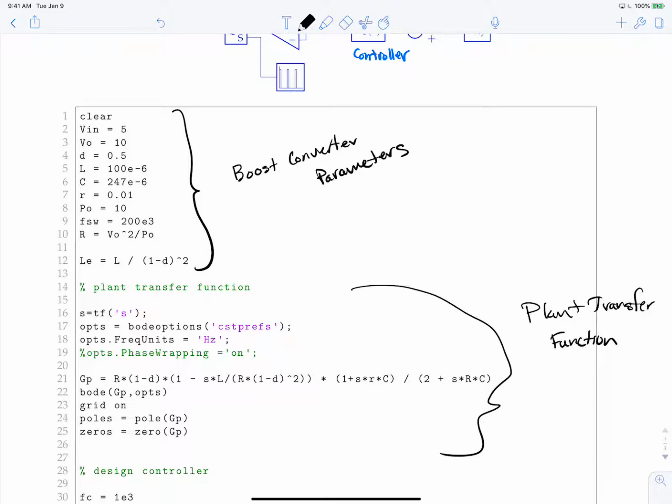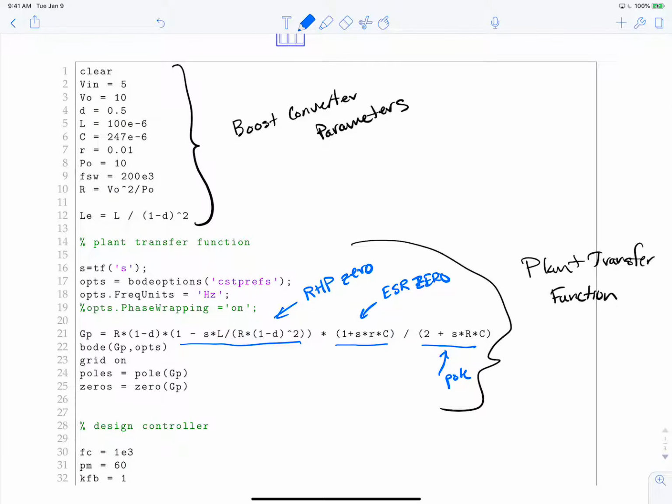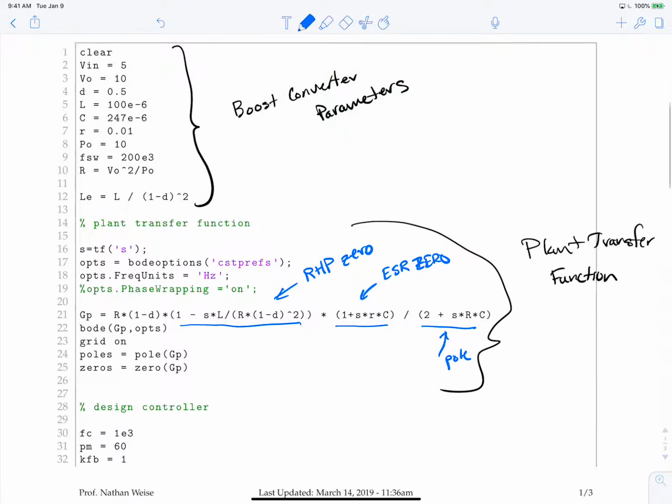Let's do some highlights here. If we look at this, we have one pole right there, and up top we have a 0 that's in the right hand plane, and then we have another 0 due to the ESR. So we have an ESR 0. We have a right hand plane 0, which will be tricky to get rid of or work with, and then we have one pole.